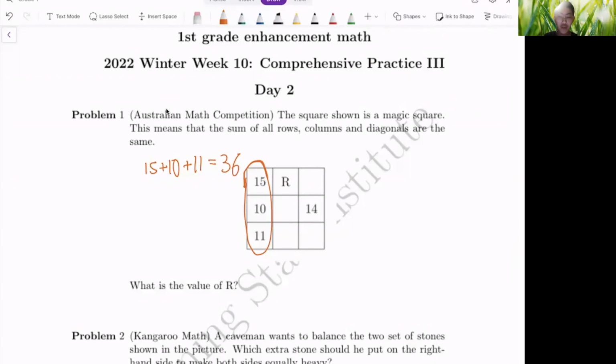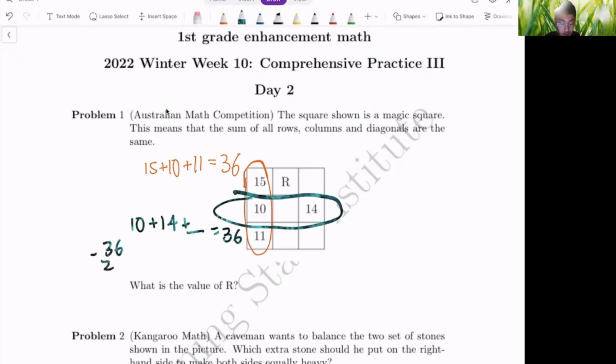And now let's solve the column in this blue since it has 2 digits. So 10 plus 14 plus some number equals to 36. And let's solve this. We know that 10 plus 14 equals to 24. So 36 minus 24, that just gives us 12. So therefore, this number should be 12 in the middle.